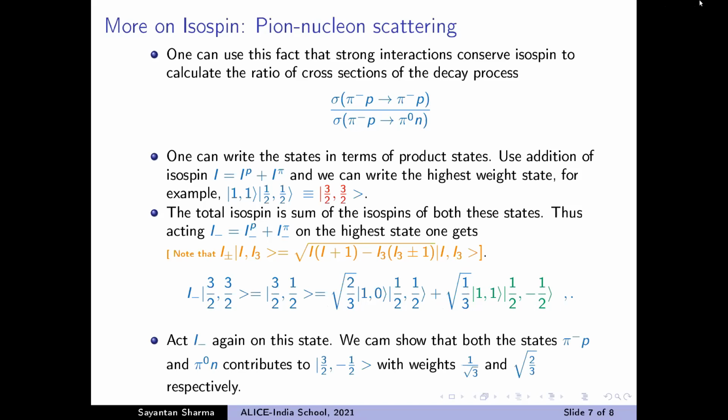both the states pi minus p and pi 0 n contribute to this state, which is 3 halves and minus half, with weights 1 by square root of 3 and 2 by square root of 3 respectively. So you act I minus on these states again, and then you can show that it has contributions from both pi 0 n and pi minus p with these weights. The point is that when these interactions happen, pi minus p has the quantum numbers which correspond to this intermediate state, which is 3 halves and minus half. So it goes through this intermediate state and decays into pi 0 n. So you have to find these intermediate states and write them in terms of these components. And then one can calculate the cross sections.